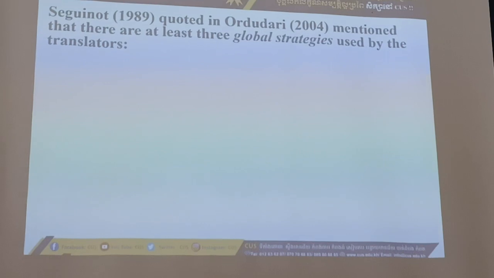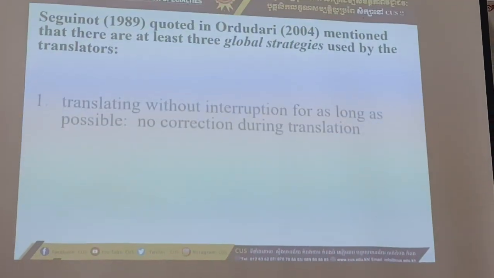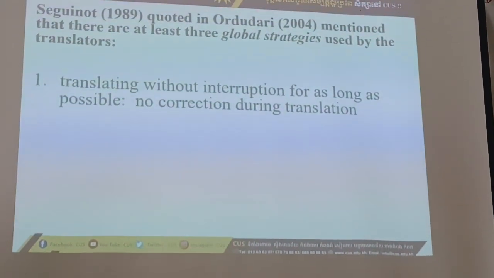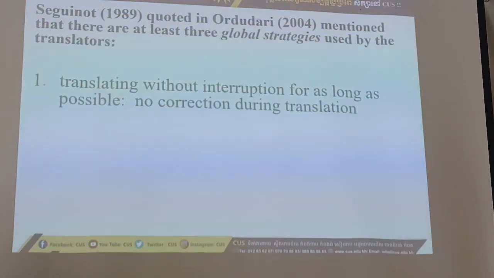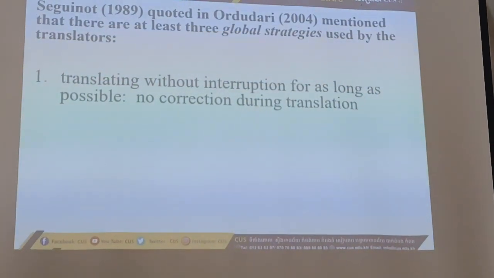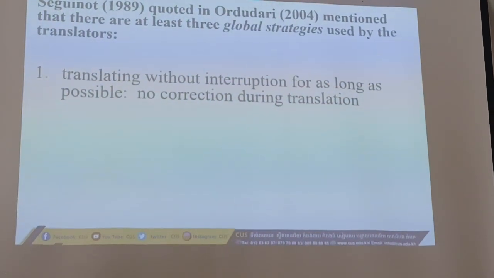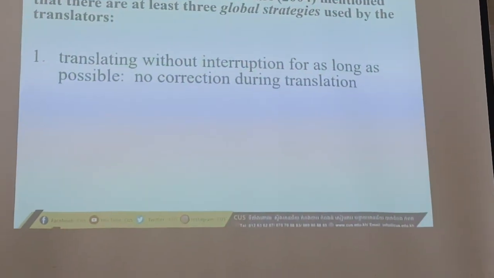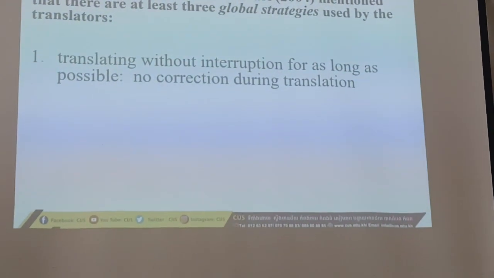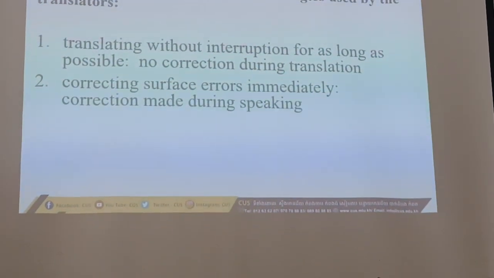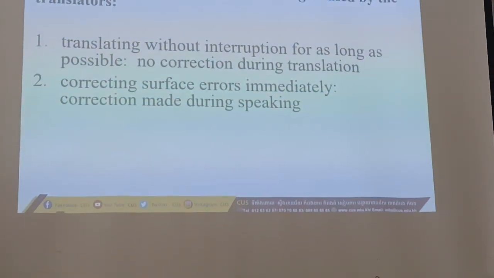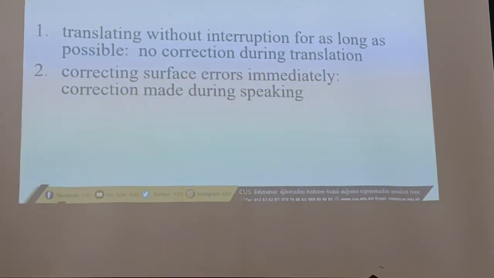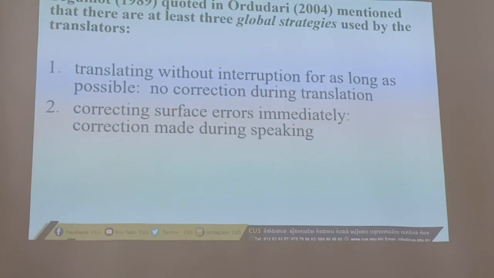Okay, next is about some theories of translation procedure. He quoted it in the book, or Gary, and mentioned that there are at least 3 global strategies used by translators. First one is translating without interruptions as long as possible. It means no correction during translating, which means the translation just flows without any interruptions.